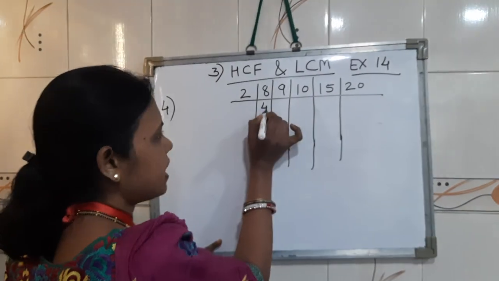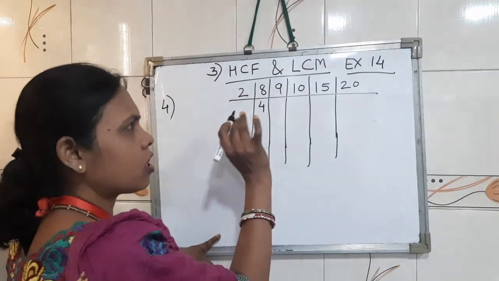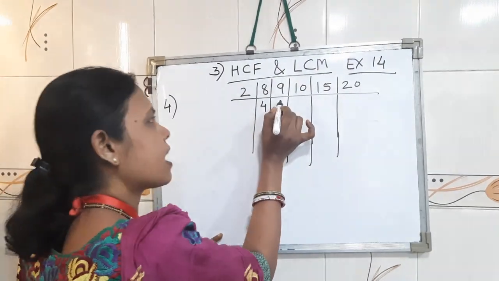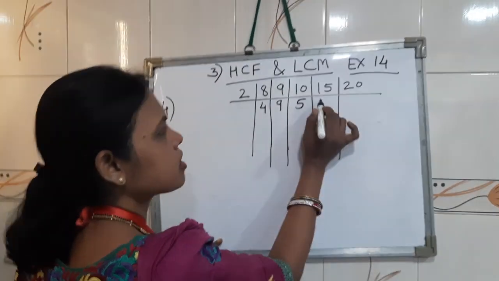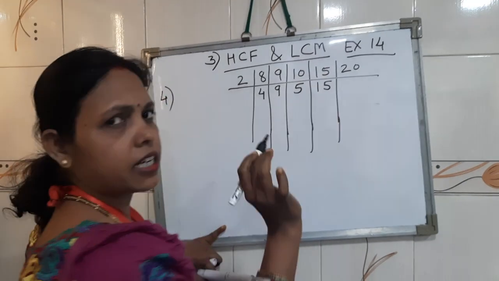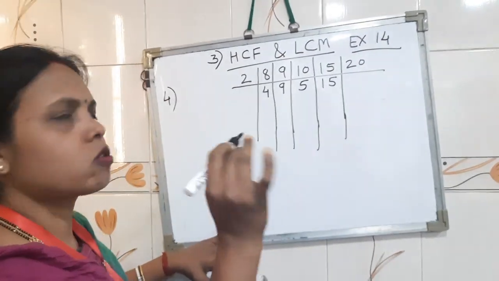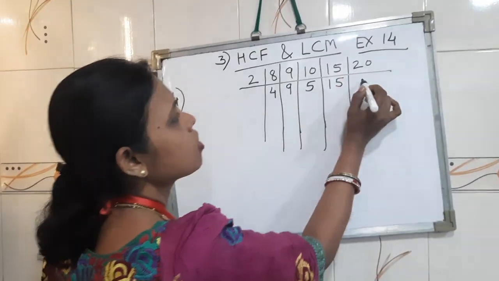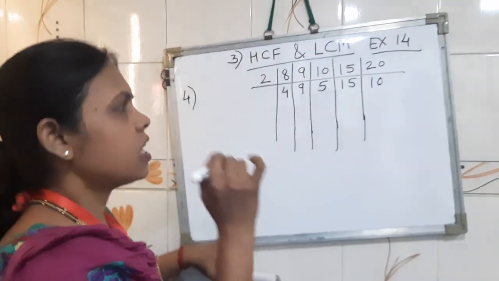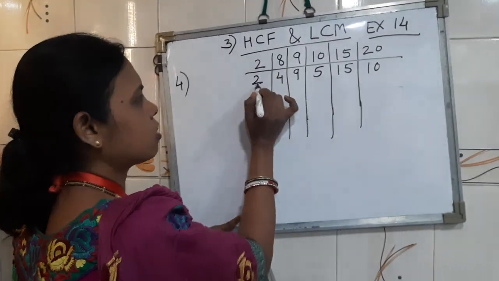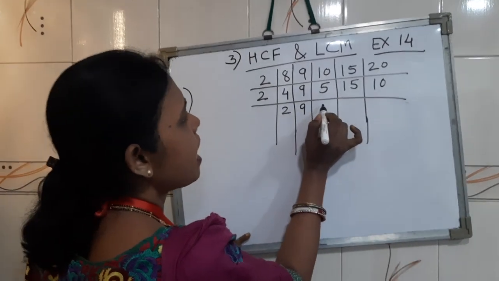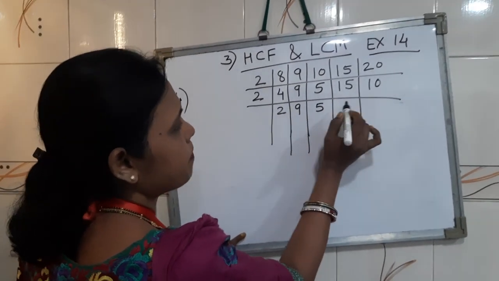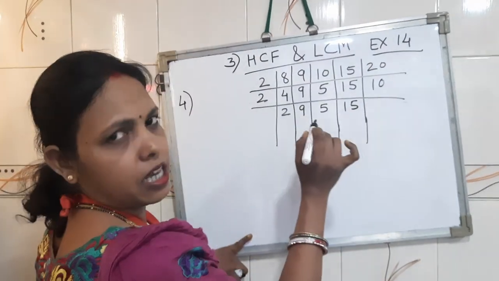Here 2 4s are 8. 9 is not in the table of 2, that's why 9 will remain same. 2 5s are 10. Next number 15 is not in the table of 2, that's why 15 also we will write as it is. 2 10s are 20. Next, again we will take 2. 2 2s are 4, 9, and this 5 will remain same. 15 will also remain same.